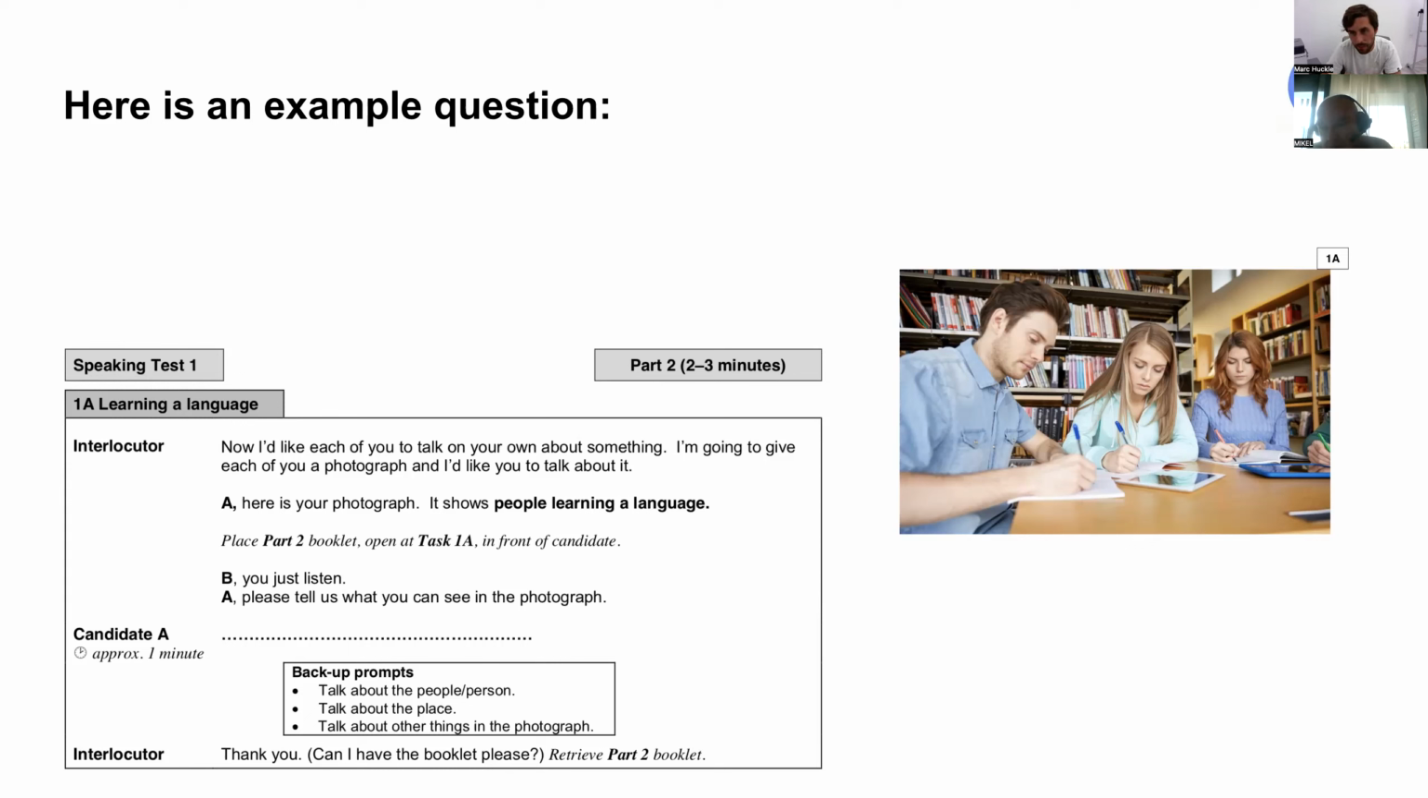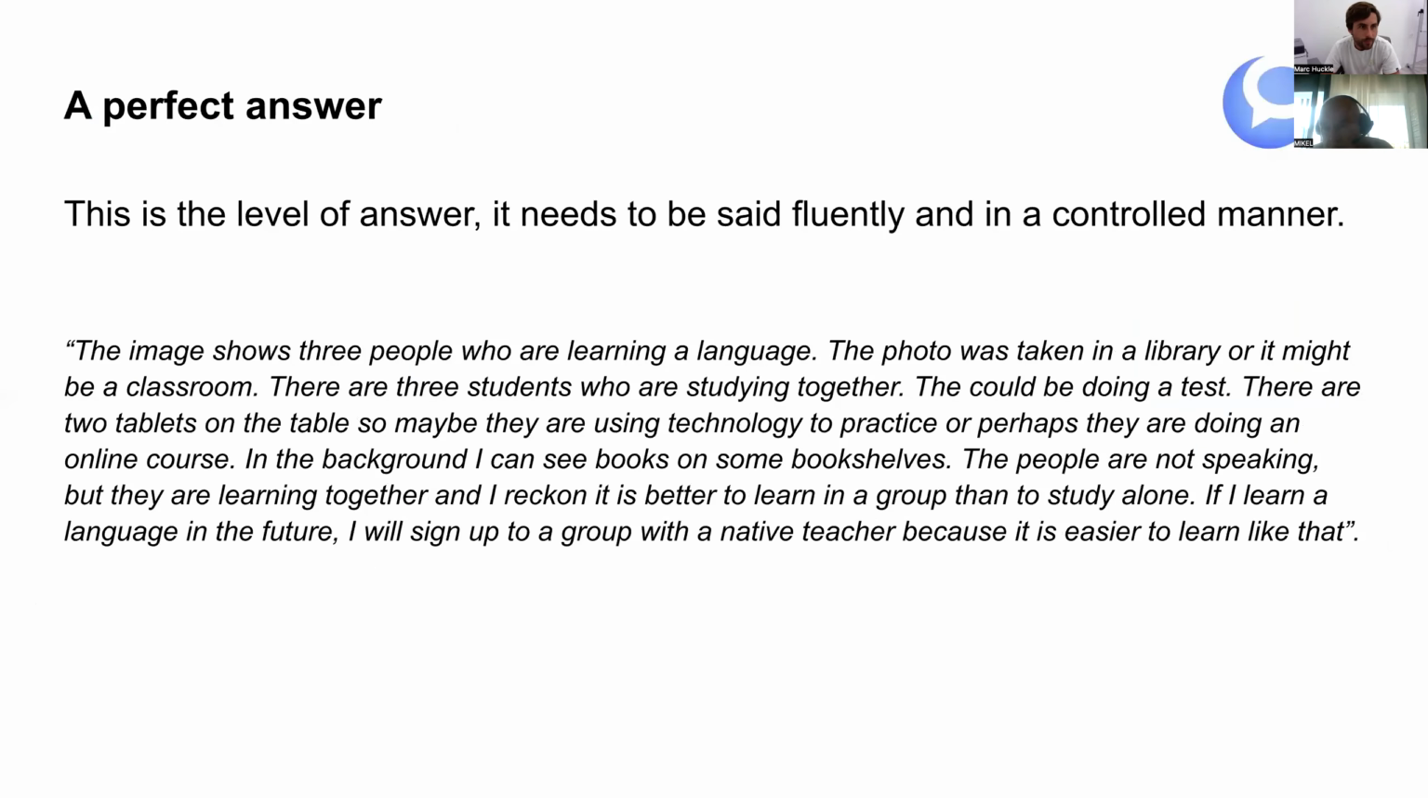So let's look at an example answer. We have a man and 2 women who are studying, aren't they? So we will look at an example answer for B1. See how it works. A perfect answer. This is the level of the answer. It needs to be said fluently and in a controlled manner. Así que con fluidez, en plan que no pases todo el tiempo haciendo, y controlled, en plan evitas la repetición. Este es el tipo de nivel, ¿vale? No tiene que ser así de perfecto porque esto es en plan para sacar una nota sobresaliente, pero tiene que acercarse a esto.